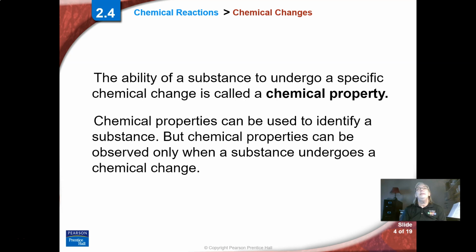Chemical properties can be used to identify a substance, but chemical properties can be observed only when a substance undergoes a chemical change. So you can't just look at raw iron and say, oh, it could react with oxygen. You have to actually do the chemistry. You have to do the chemical reaction to see if it's a chemical change.